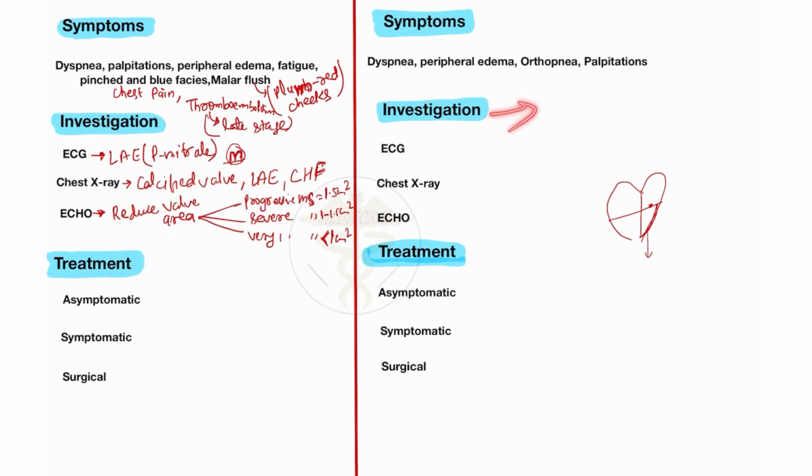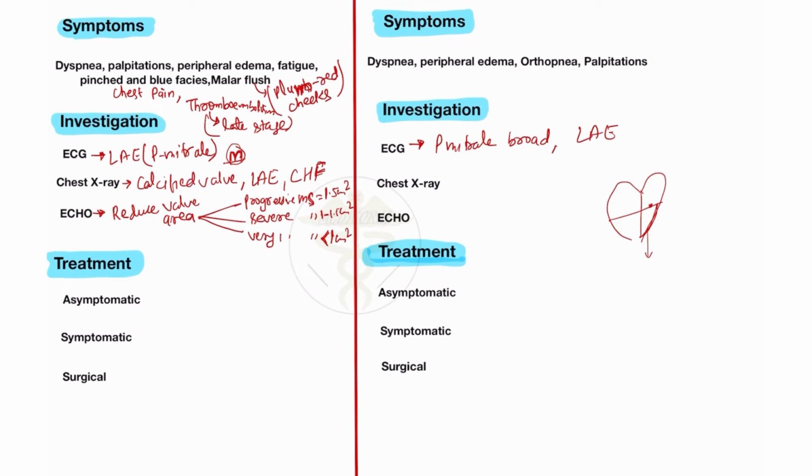What are the investigation findings in mitral regurgitation, or mitral insufficiency? In the ECG of the patient, you will also see P mitrale, a broad type of P mitrale, in the patient with mitral regurgitation. Also you will see left atrial enlargement in the patient with mitral regurgitation or mitral insufficiency.